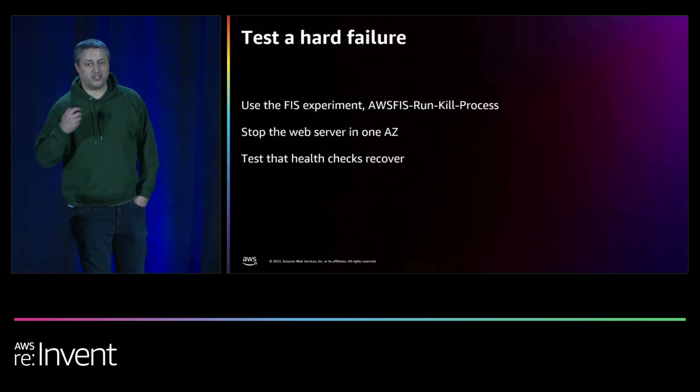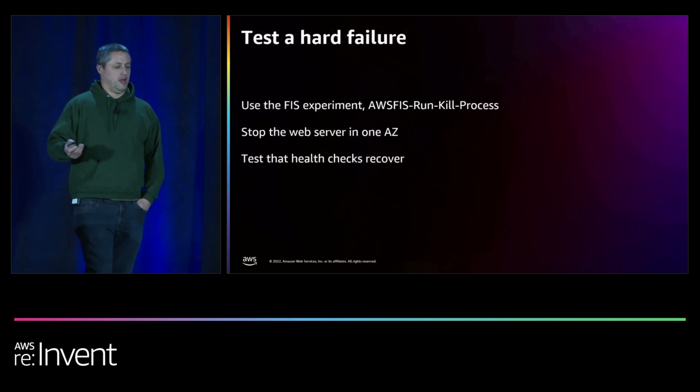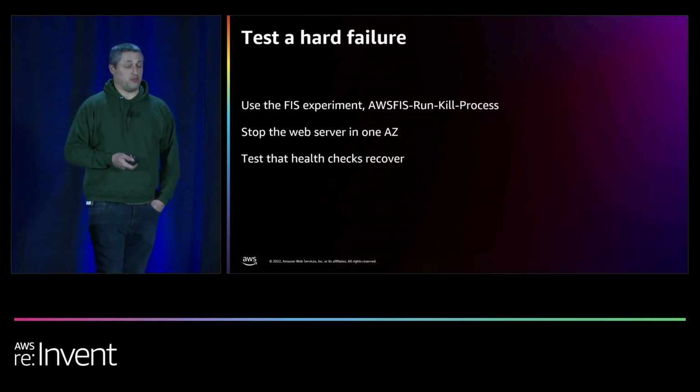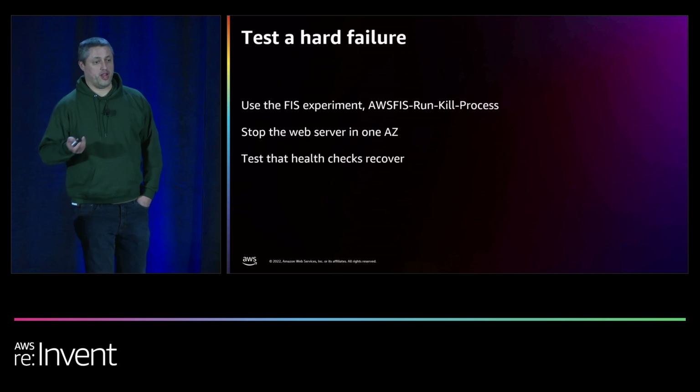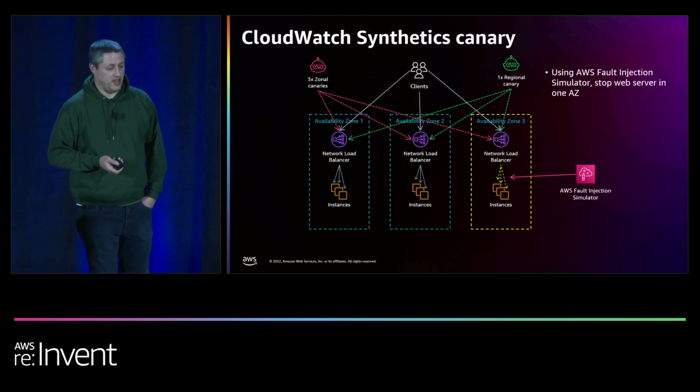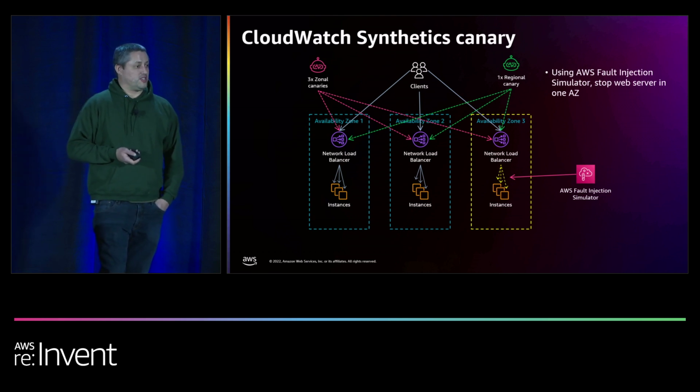I'm going to inject a hard failure here, and this is one that we expect ELB to handle automatically for us. I'm just going to stop the web server in 1 AZ on all the hosts. So our picture again is like this, and we're going to use Fault Injection Simulator to just jump in and stop Apache.